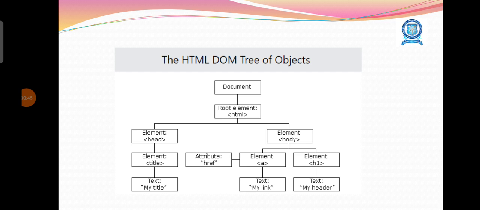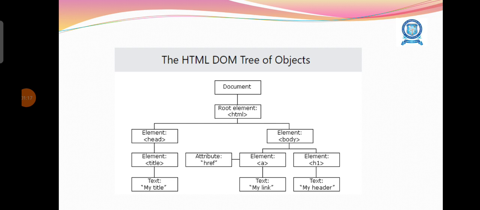Under that, we will have the root element, that is, the HTML tag is considered as the root element, under which there are two elements, head and body. Under head, we will have the title element. For title, we can have text like my title. Under the body tag, we can have many elements, for example, a header element like H1.